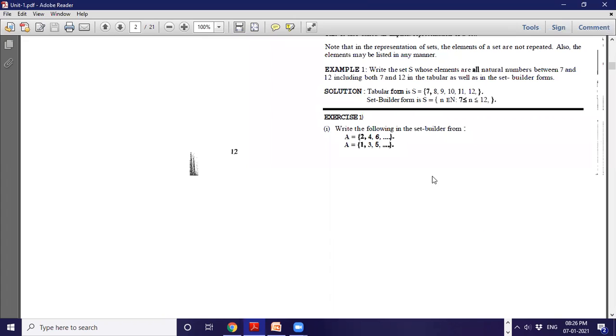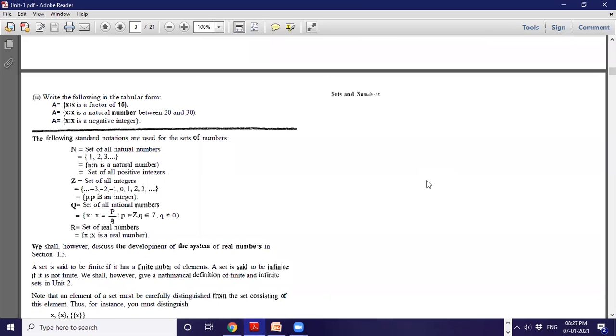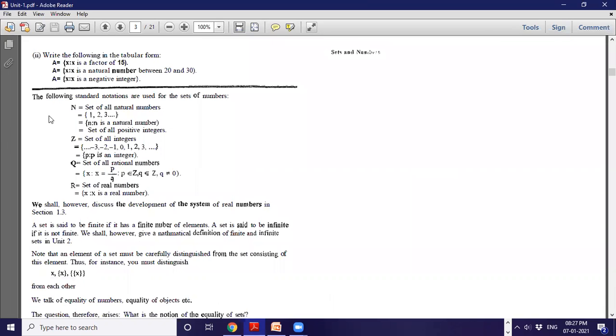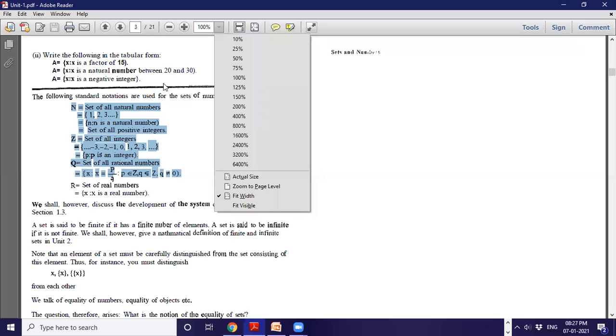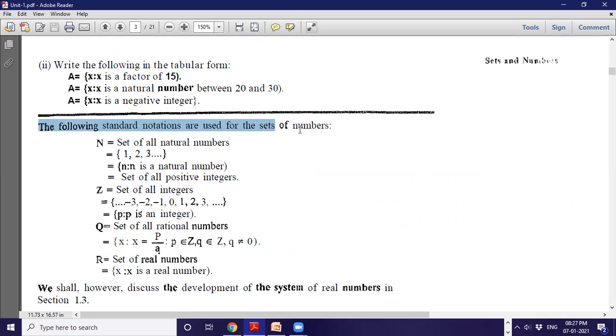So you have got what a tabular form representation of a set is and what set builder form is, right? Now, after that, what we have to study? Before that, some notations that you have to know about the set of numbers. Let's make it bigger. Now it is very clear. Always focus on where I am highlighting. See, the following standard notations are used for the set of numbers.